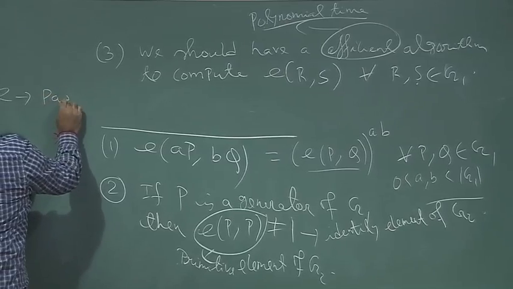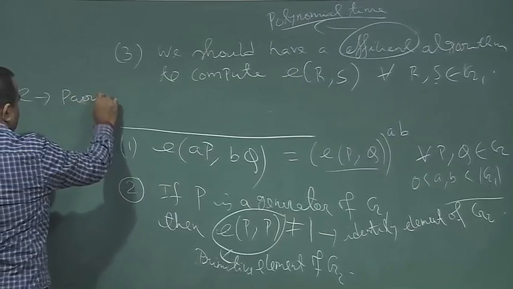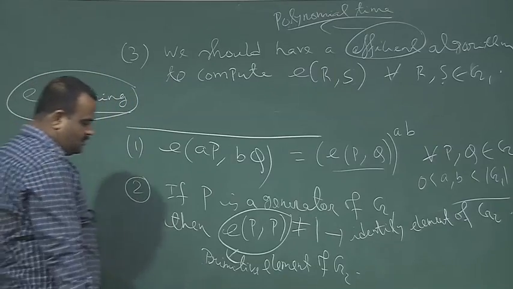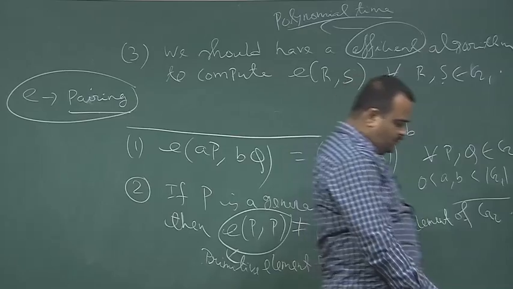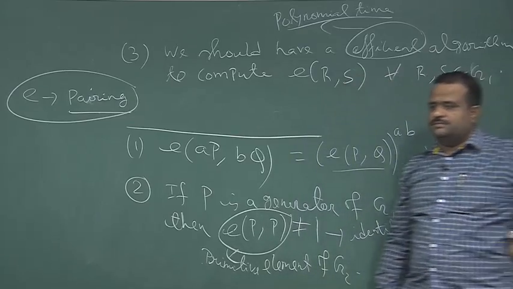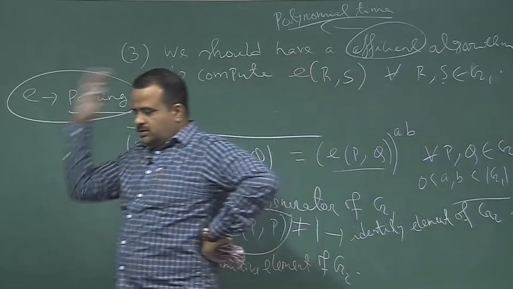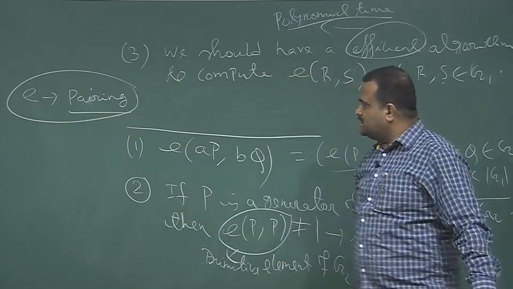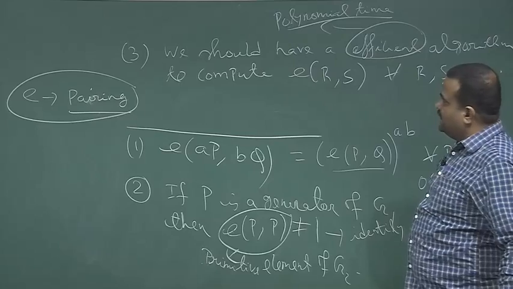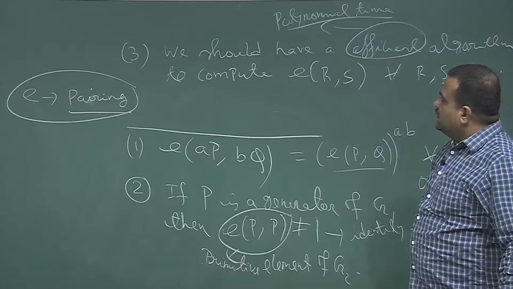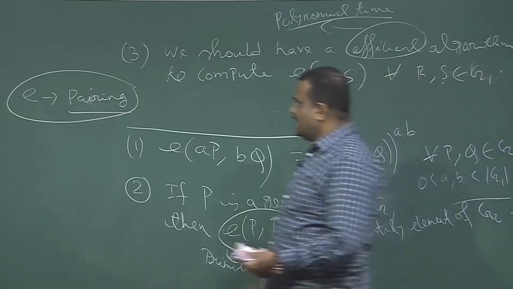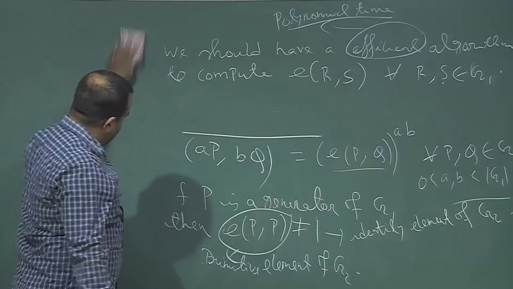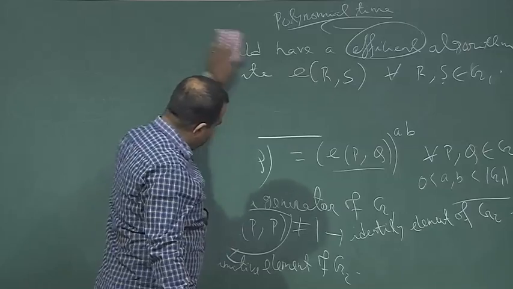This function E is called a pairing. There should be a polynomial time algorithm to compute this pairing. So this is the definition of pairing. If a function E has these three properties, then it is called a bilinear pairing. Now, how to construct such a function? That part is not so easy, so an example of a pairing is not so easy.